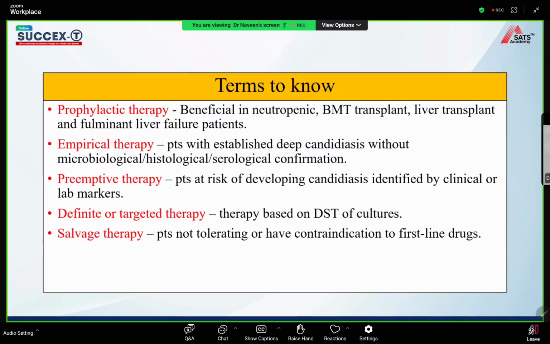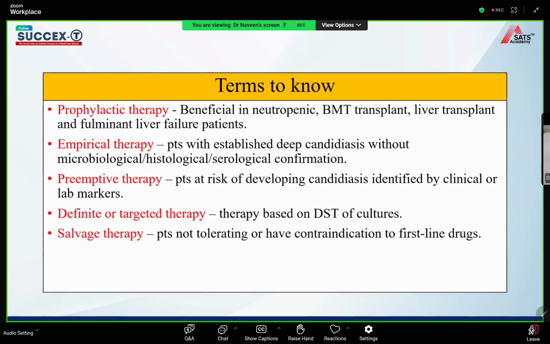And some of the terms you have to remember are prophylactic therapy, empirical therapy, preemptive therapy, definitive targeted therapy, and salvage therapy. Prophylactic therapy is always given to at-risk patients like neutropenic patients, transplant patients, malignancy patients, and fulminant liver failure patients. Whereas empirical therapy is when you suspect a clinical candidal infection without any proven microbiological, histopathological, or serological testing. Preemptive therapy is in an at-risk patient with something like biomarker-driven therapy, like a positive BDG, where you start treatment.